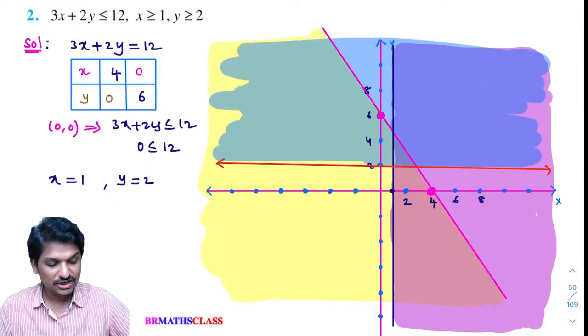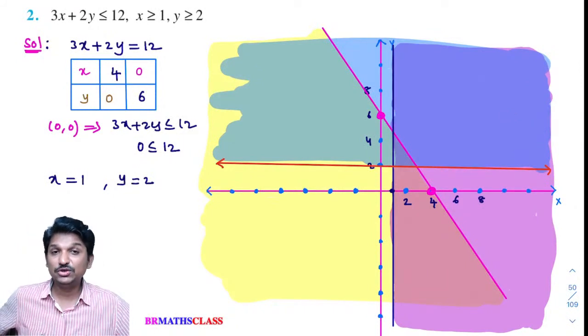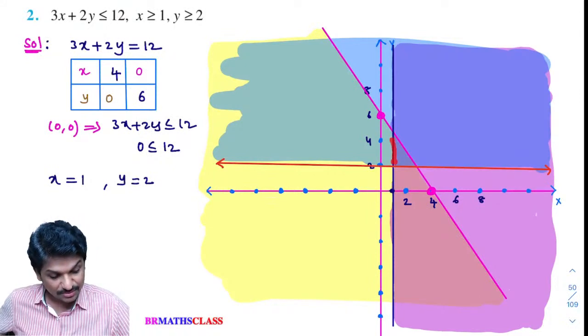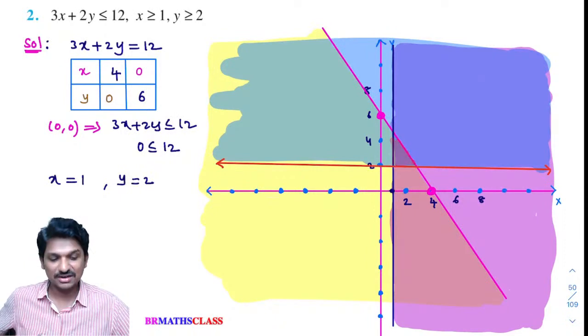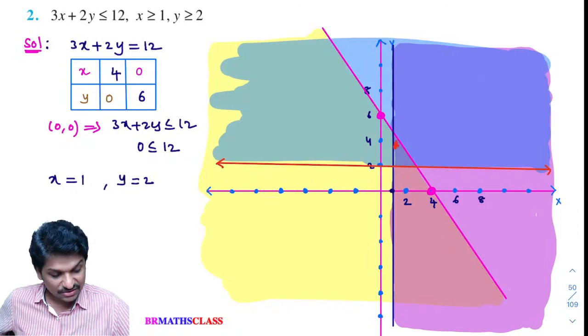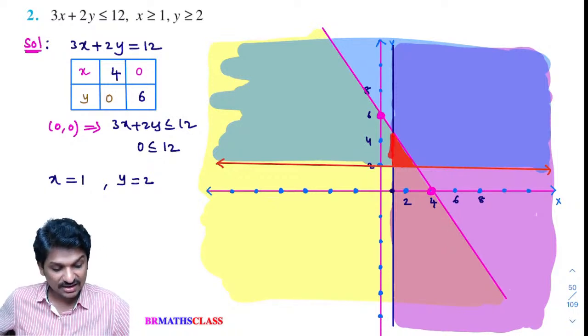Now the point is you need to identify the zone which is common in all three parts. Look here, this is the part which is present in the first part, second part as well as third part. So this zone you highlight. This is the required solution.